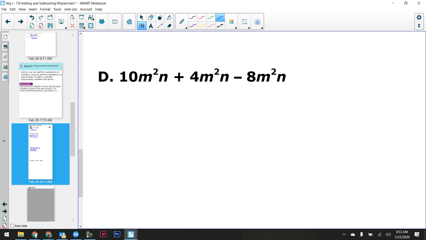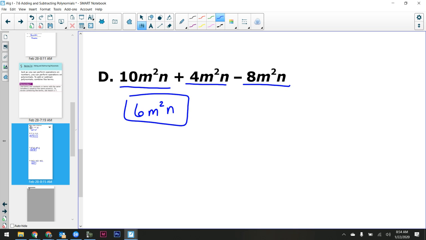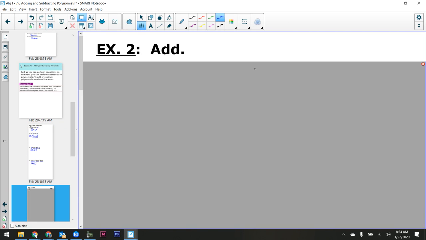What can I do with all of these? Yeah, these are all like terms, aren't they? These are all m squared n. So I've got 10, 4, and negative 8. What do I get? M squared n. Good. 6m squared n. Does that make sense? Okay, let's keep it going then. All right. So those were just adding monomials.